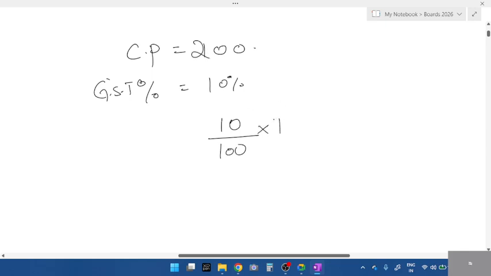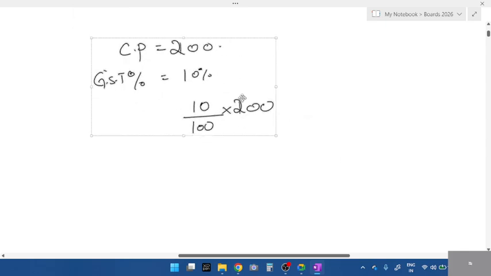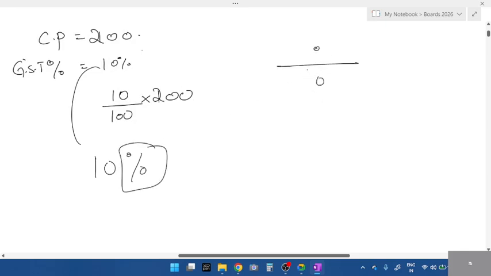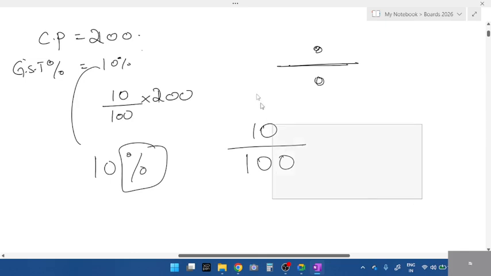I'll take cost price 200, multiply like this, 200. This is how you find percentage. See, percentage is very easy to remember. If you take this 10%, what does this percentage symbol stand for? Doesn't it look like division? It looks like division. And percentage is always calculated on how much, students? Percentage is always calculated on 100. Very good. So percentage is easy to remember.